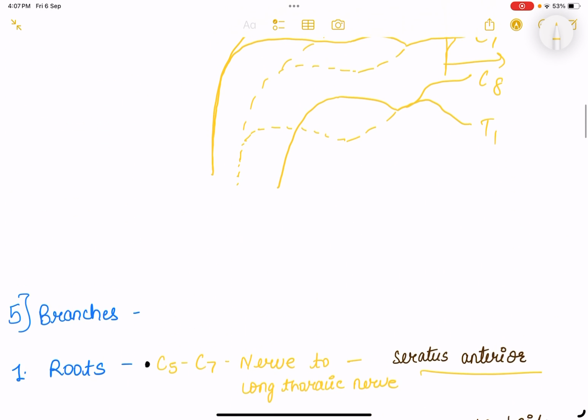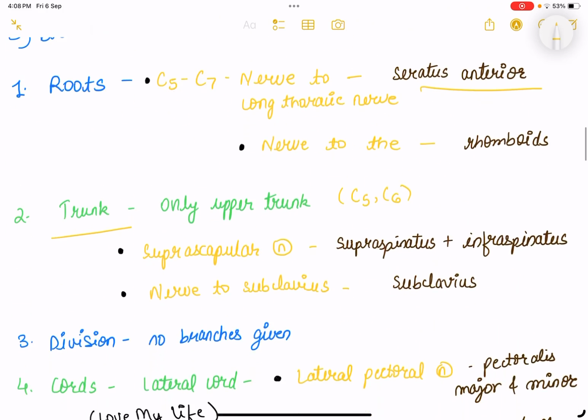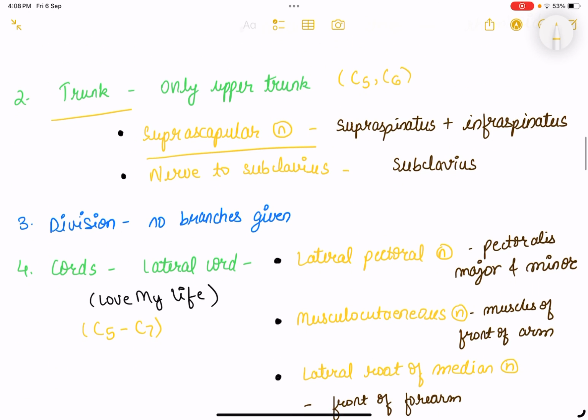Now I will discuss the branches of the trunk. Among the three trunks, only the upper trunk gives branches. There are two branches: the suprascapular nerve, which supplies the supraspinatus and infraspinatus, and the nerve to subclavius, which supplies the subclavius muscle.